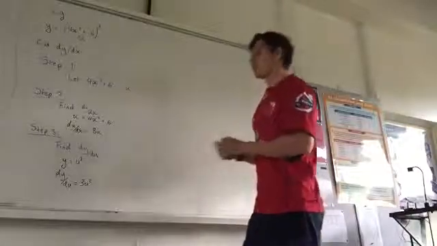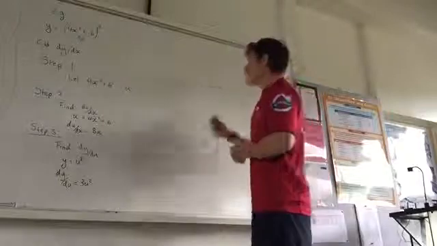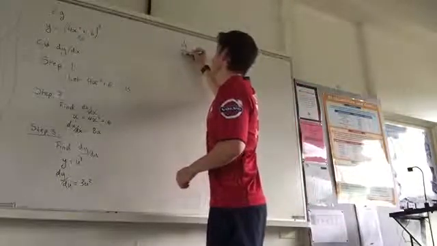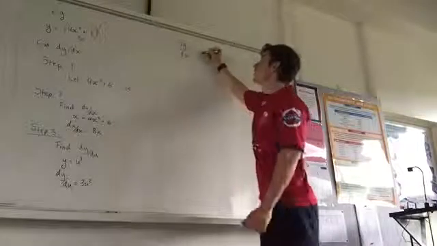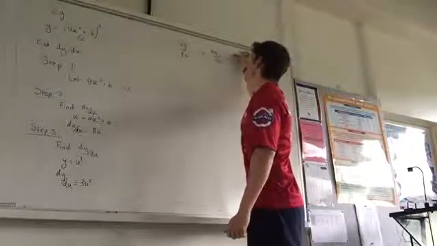So now we use the fact that we know dy dx is what we're looking for, and that equals dy du times du dx.